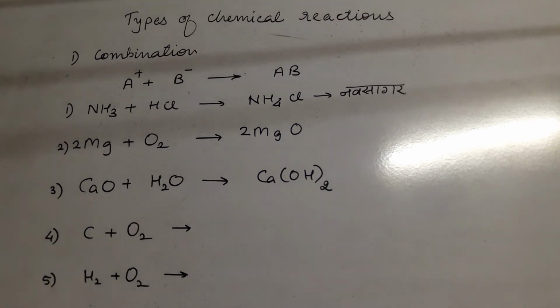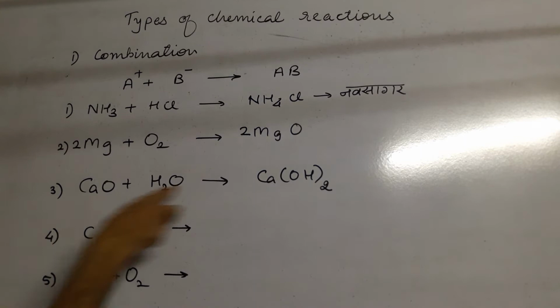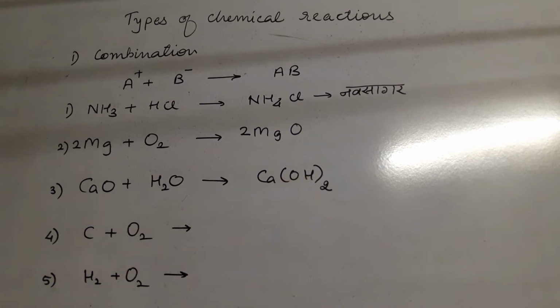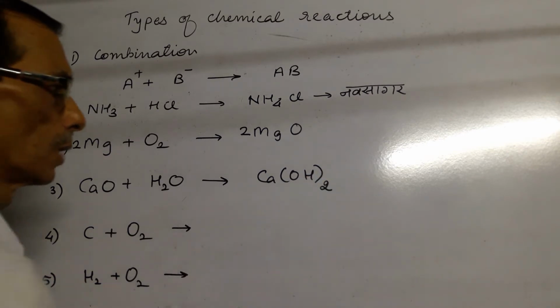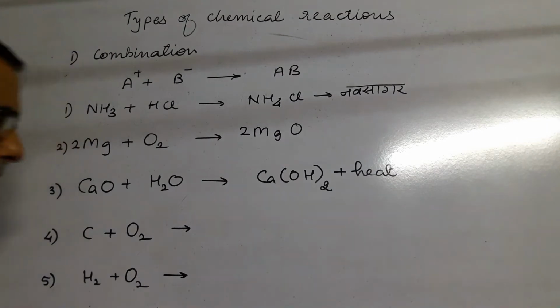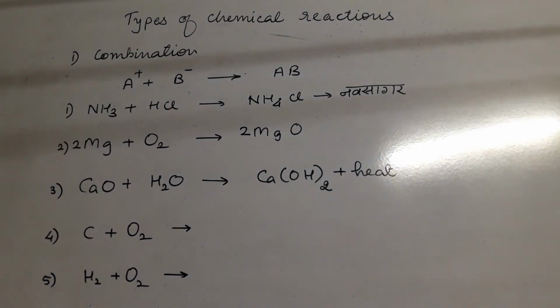Now let's see whether it is balanced. So calcium 1, here also calcium 1. Oxygen 1 and 1, 2 are there. So here 2 oxygen and 2 hydrogen. So it is called calcium hydroxide. Actually it is an exothermic reaction because a large amount of heat is liberated when this reaction takes place. Heat is liberated, and that's why it is called exothermic.